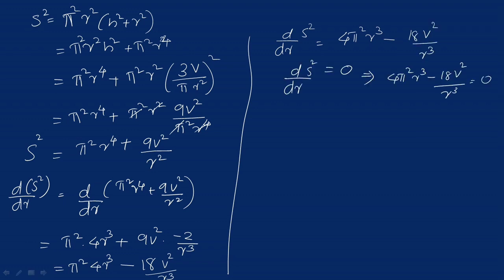When d by dr of S square is equal to 0, we can write 4 pi square r cube minus 18V square by r cube is equal to 0, or 4 pi square r cube is equal to 18V square by r cube.